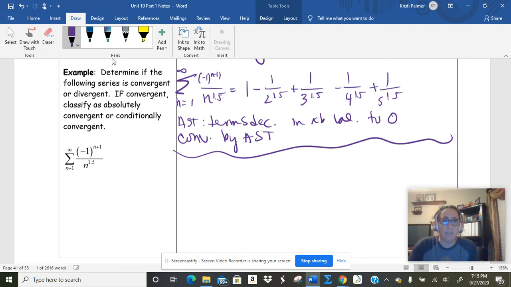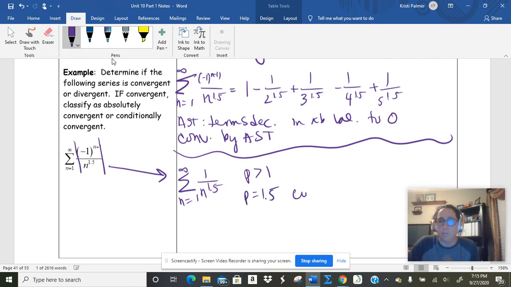So now we're going to take it and look at what this would be if we took the absolute value of it. So it basically gets rid of the alternating part and we get it to here. This is another p series, and my p here is 1.5. So that is a condition, right? P is 1.5. So this one converges by the p series.